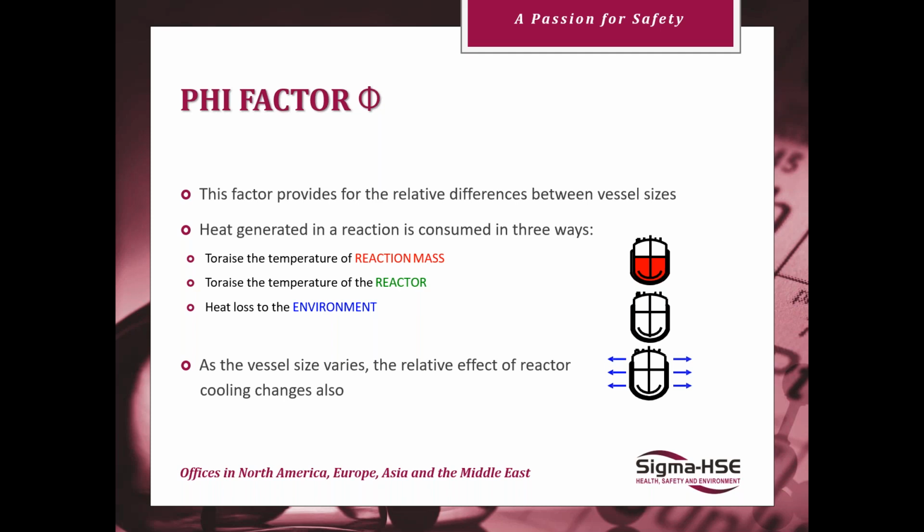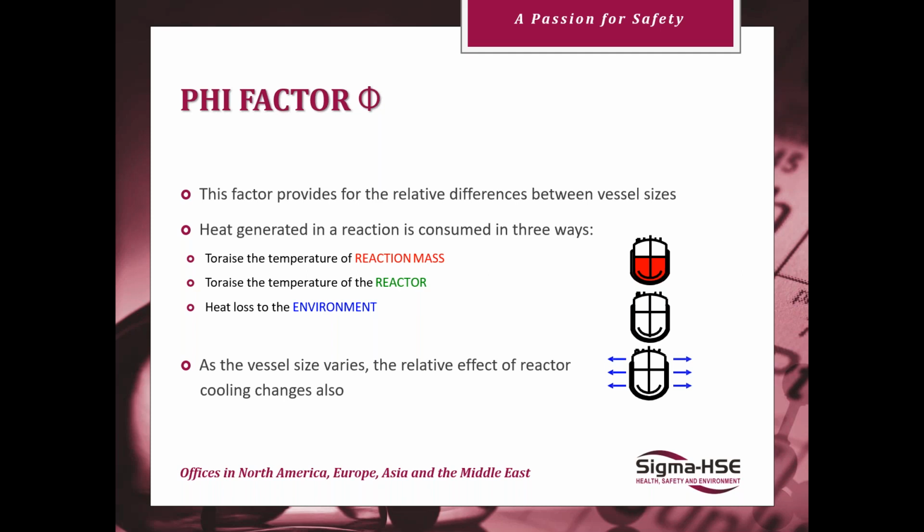So heat generated in a reaction is consumed in 3 ways. That is, to raise the temperature of your reaction mass. Now that's going to occur in the first instance because either the heater is in the reaction mass or you have an exothermic event in which your reaction mass is self-heating.